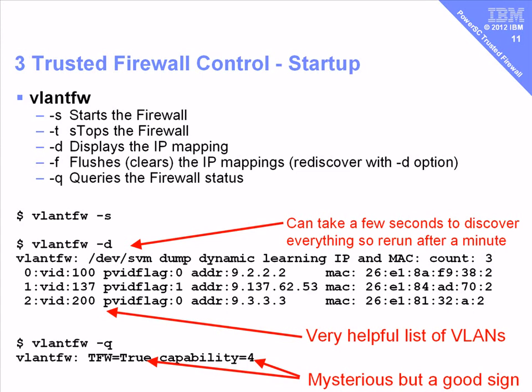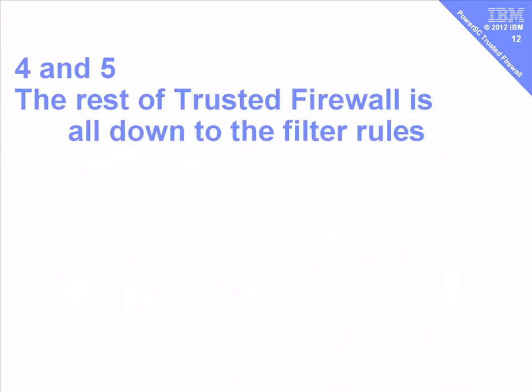It will go around looking at the VLANs that are available inside the machine, and that discovery can take a few seconds. So give it a minute or so, and then you'll see all the VLANs in your machine. It's a very useful list to confirm that the VLANs that you think you have are actually there and available. We can also use the vlantfw -q command to let us know that the firewall status is up and running. Now, the rest of the trusted firewall is all down to the filter rules, and we're going to look at these in some detail so we can learn the syntax and the rules.